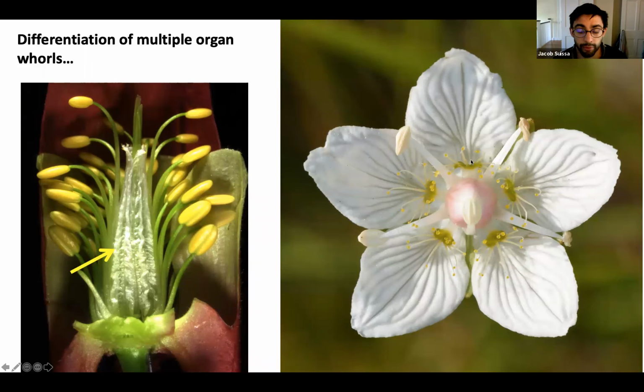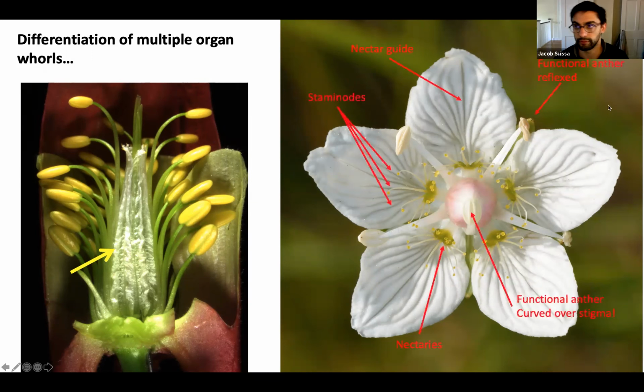Their functional purpose is probably as a source of nectar for pollinators or something like that. And then you can see this other whorl of stamens; they look nice and functional reproductively. So that's just another way you can add floral diversity. Oh, there you go. Yeah, so they're nectaries, staminodes, etc.